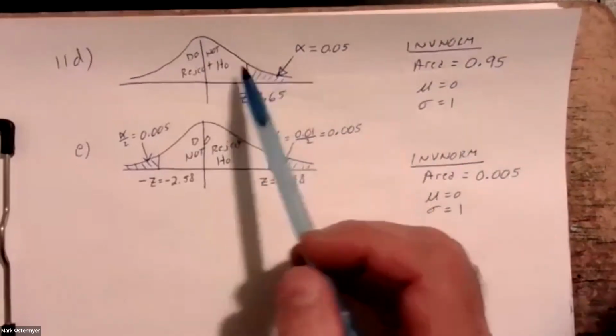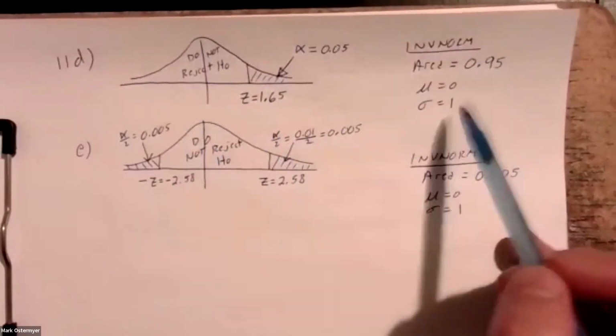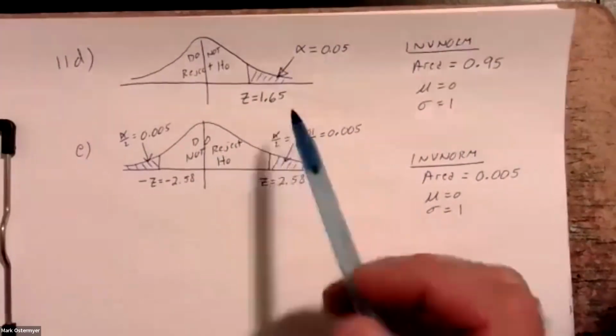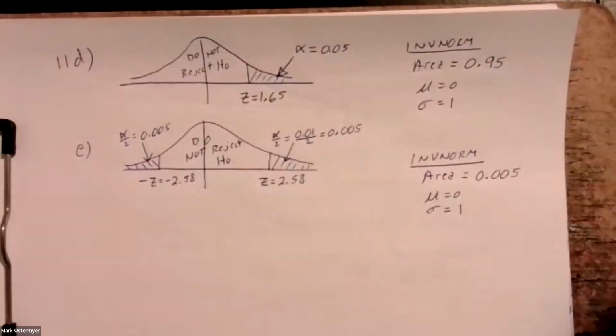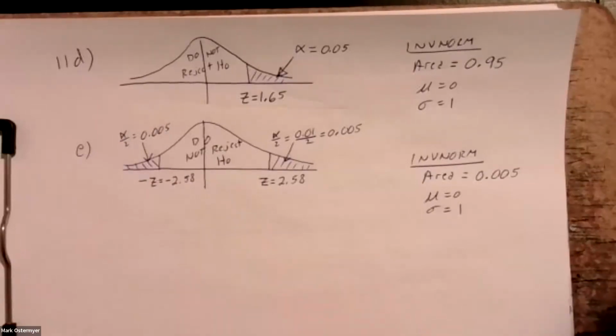How did I get 0.95? Well, to the right is 5% of the area, so to the left must be 95%. And you would get 1.65. Did anybody get 1.65 for that critical Z value there? Yep. All right, now for E, they want you to conduct a two-tailed test.